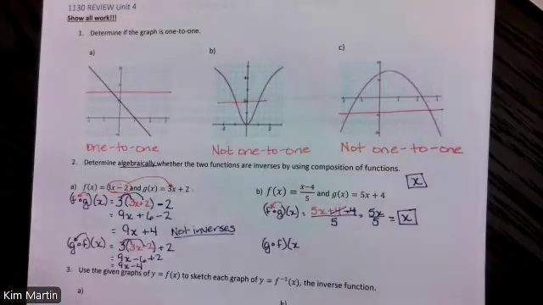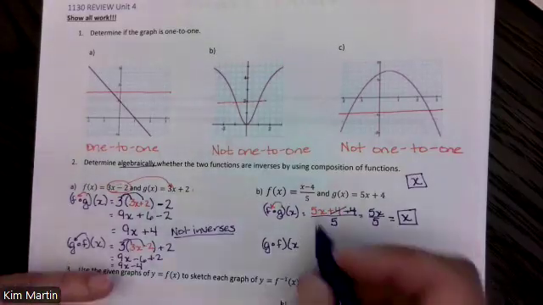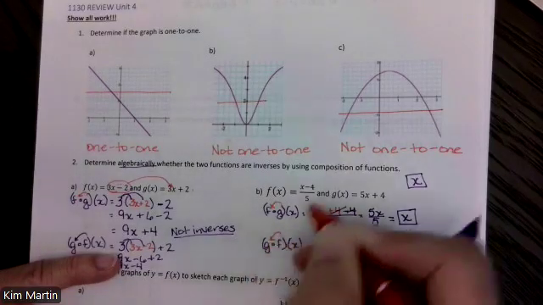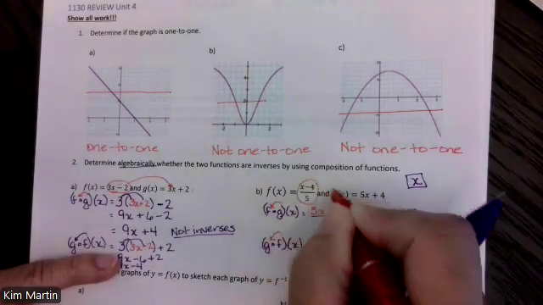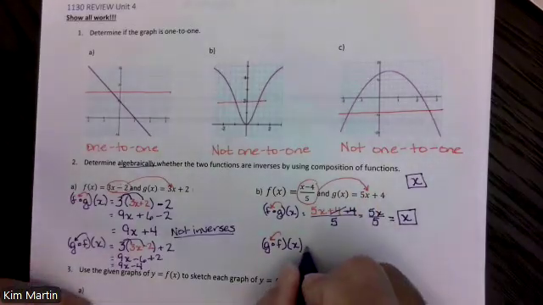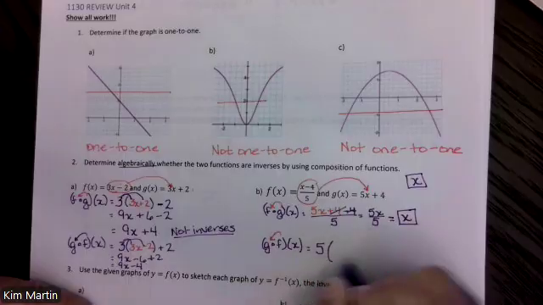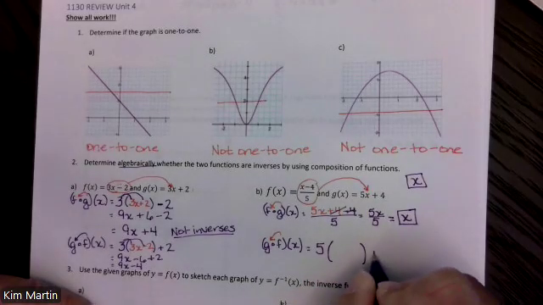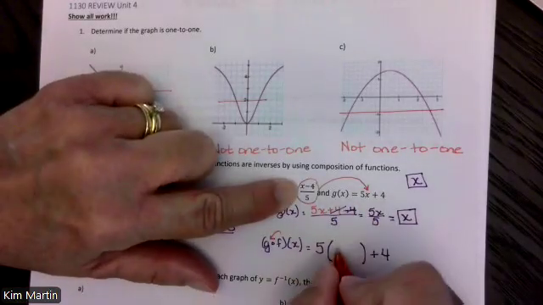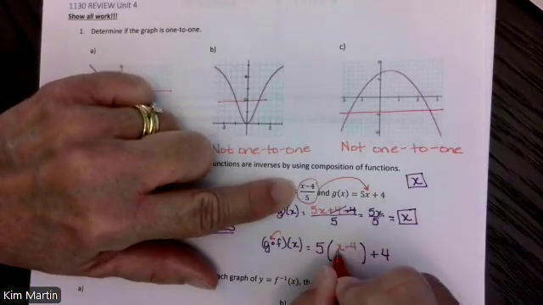In order to determine it, I also have to do the other where I take my f function and plug it into g. So I'm going to take this and plug it in right there. So I'm going to have 5 times whatever my x is plus 4. In this particular case, I'm taking that out and I'm plugging in x minus 4 all over 5.